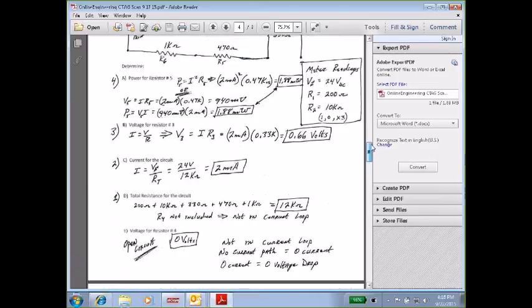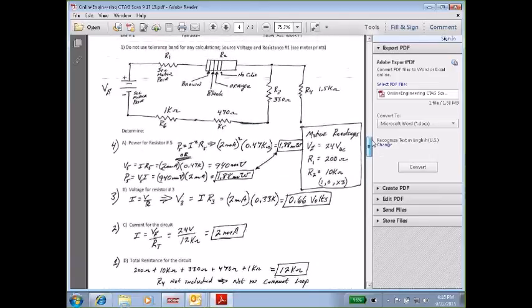Okay, so let's go back to this first question. Over here, I've written it down for us. Our source voltage is 24 volts, and R1 is 200 ohms. That came from reading that meter.